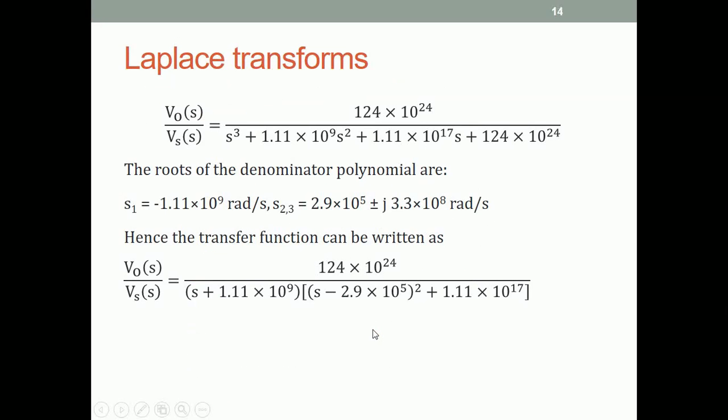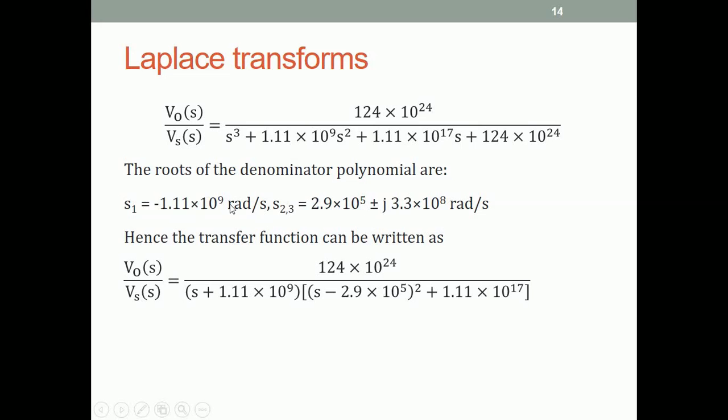All right, let us look at the actual equations. So now the gain is 124 instead of 123.21. So this number changes, everything else remains the same. If we find the roots of this cubic polynomial, we'll get minus 1.11 10 raised to 9, and the complex conjugate roots now have a real part. In the earlier case, it had only an imaginary part. Now it also has a real part.